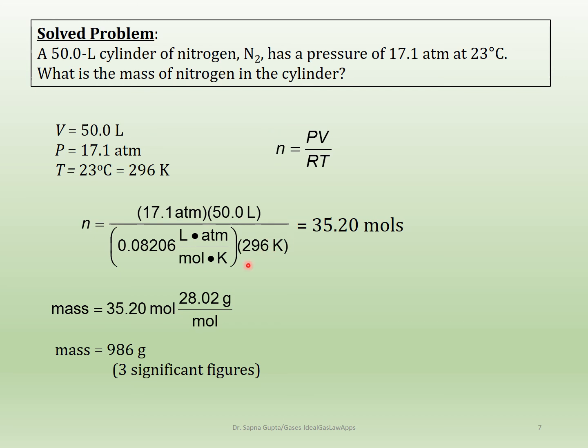Everything crosses out, and you're left with moles, since the inverse of an inverse is really on the top. So the number of moles comes out to be 35.20 moles, which you can then convert to grams by using the formula mass from the periodic table. N2 is 14 times 2, which is about 28 grams. And so then you find the mass. This is how you would use the ideal gas equation.